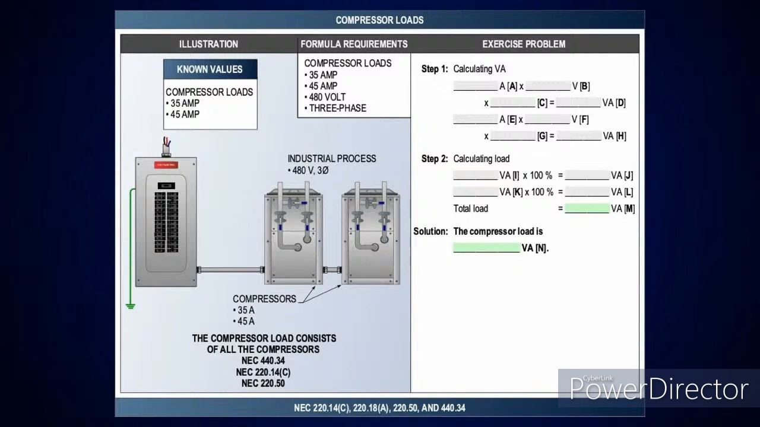Same thing here. I've got 2 different type compressors here. I got a 35 and 45 amp. I'm going to take them at 100%. Both of them will be done at 100%. Just remember here, I've got a 480 volt 3-phase, so I'm going to take that 35 amps times 831 volts, and that'll give me my VA. Once you get all your VAs, take them at 100%, total it up, and there's your compressor load.